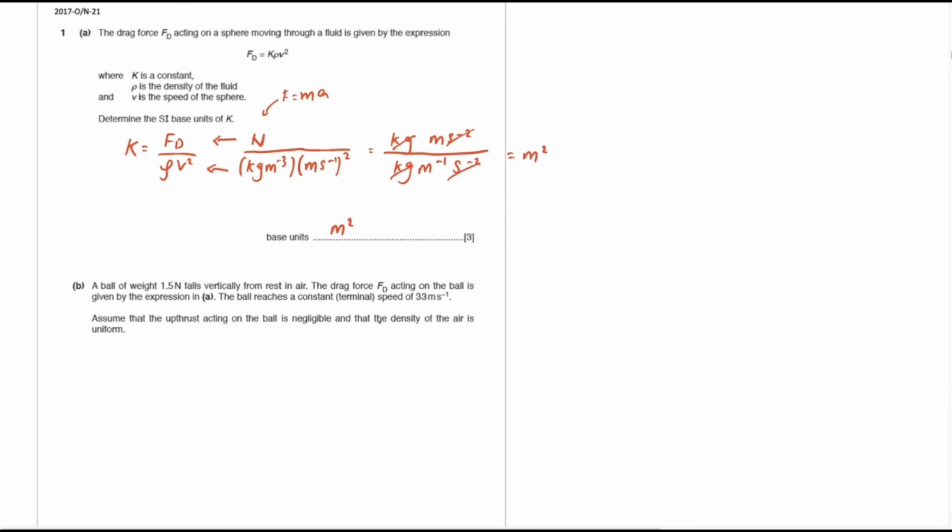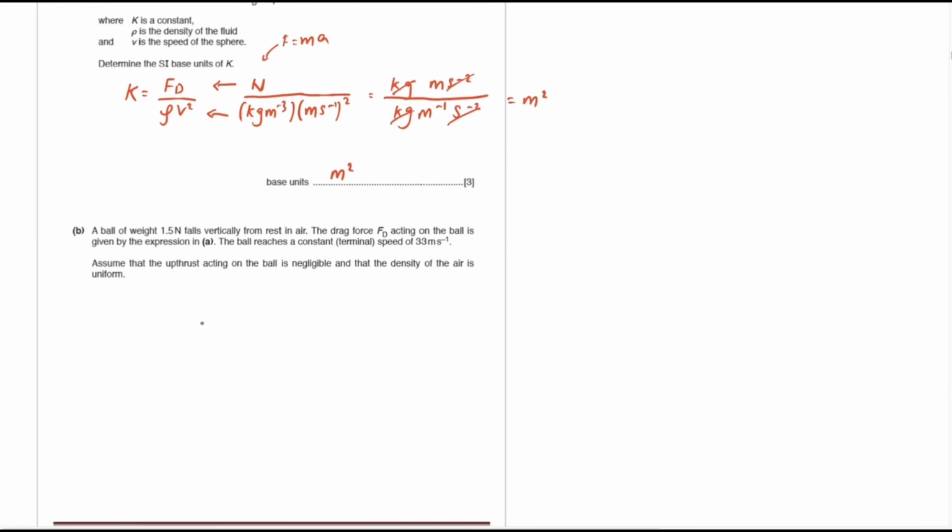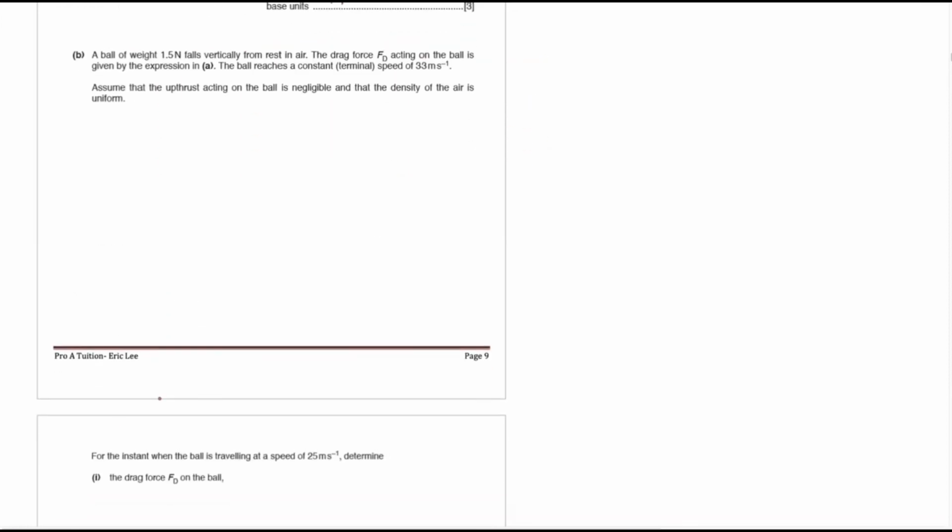Assume it's not there, and that the density of the air is uniform. Okay, so let's move on. For the instance when the ball is traveling at a speed of 25 meters per second, this is not terminal velocity yet. Terminal velocity is 33, this is 25 only. Determine the drag force Fd on the ball.